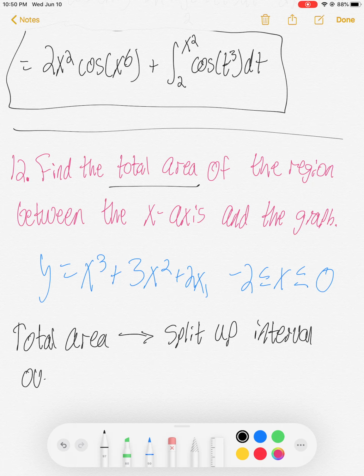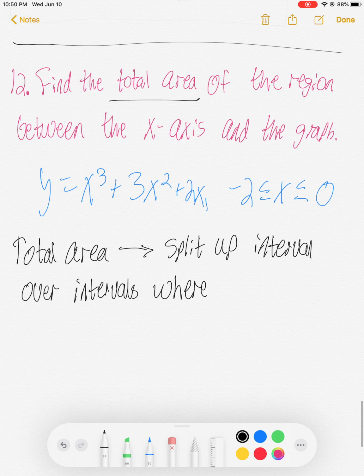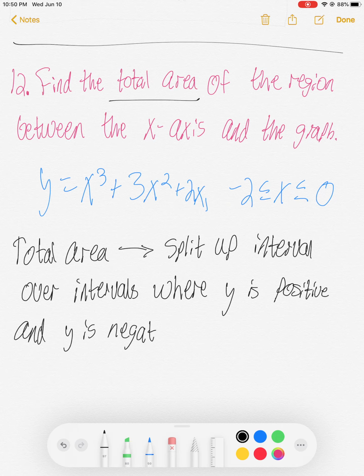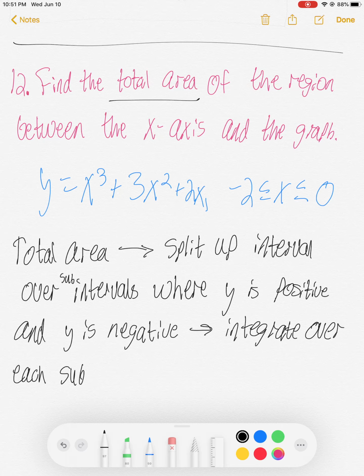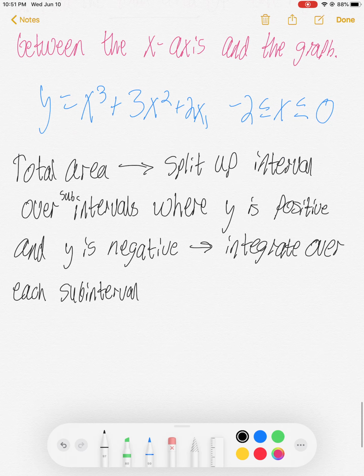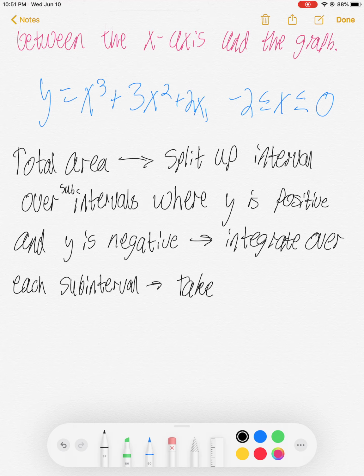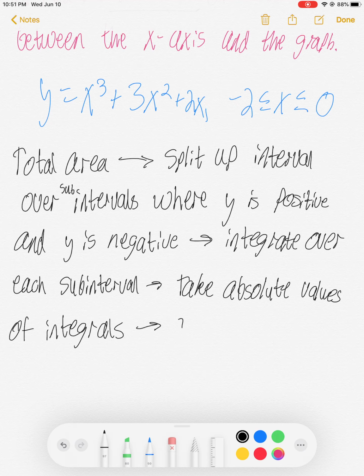So total area, whenever they're talking about that, what they're emphasizing is that total area indicates that we need to split up the interval over the intervals where y is positive, and y is negative. Then we'll integrate over each region and take the absolute value of each of them. Integrate over each interval, perhaps I should say subinterval to make it a bit more clear what I mean. Integrate over each subinterval.